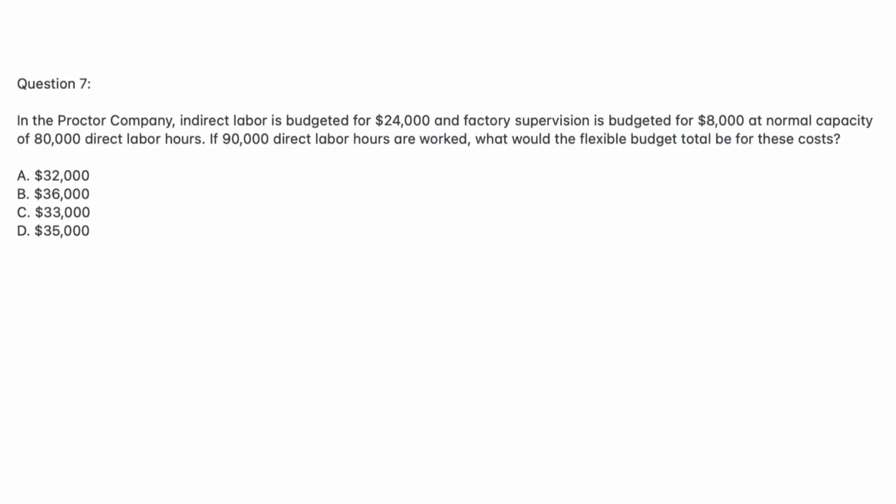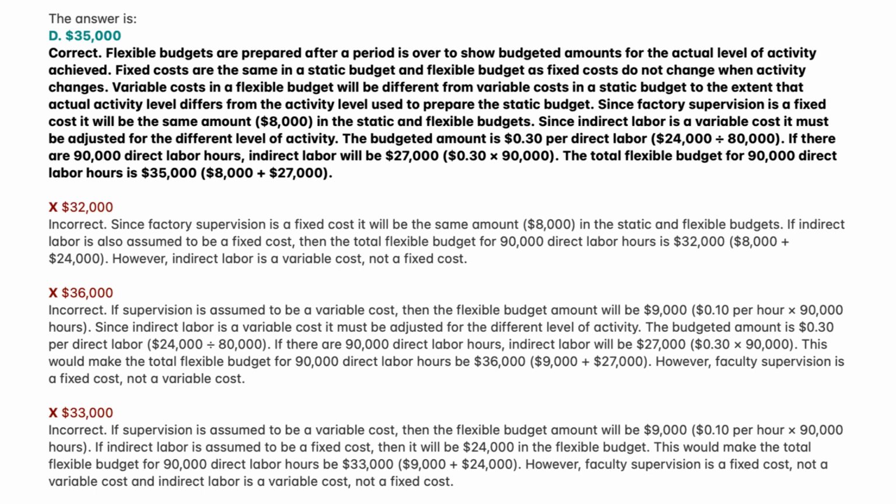Question 7. In the Procter Company, indirect labor is budgeted for $24,000 and factory supervision is budgeted for $8,000 at normal capacity of 80,000 direct labor hours. If 90,000 direct labor hours are worked, what would the flexible budget total be for these costs? A. $32,000. B. $36,000. C. $33,000. D. $35,000. The answer is D.